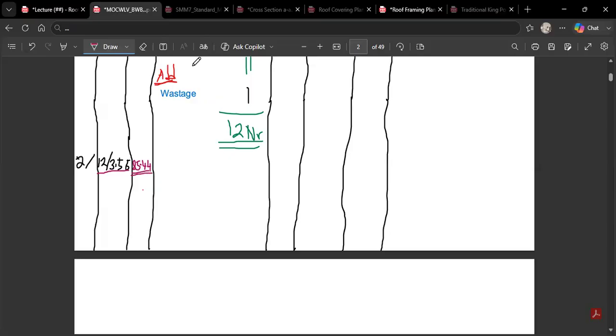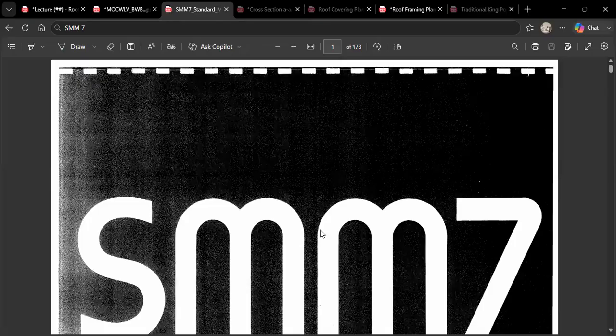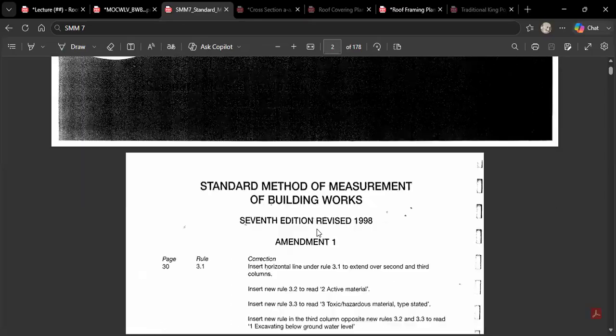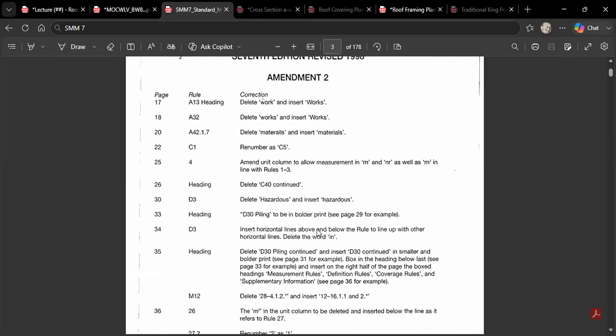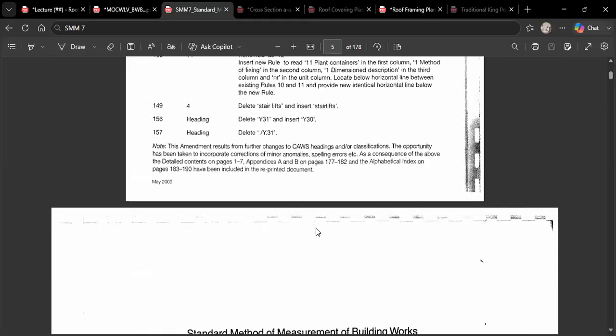Now the only thing I'm going to do is we go to our description. In our last lecture, what did we say? We said that roofs are measured in what? In our SMM, we said that they are measured under G20. If you could remember, they are measured under G20. So that is the key code you are supposed to keep in your head for roofs.